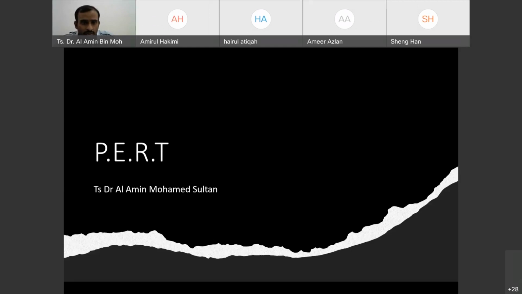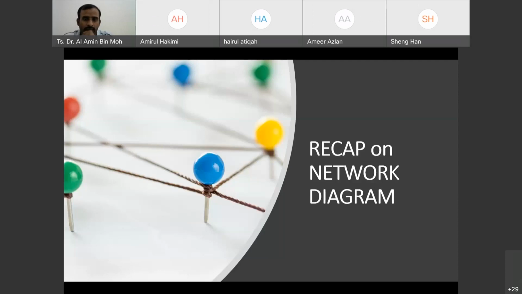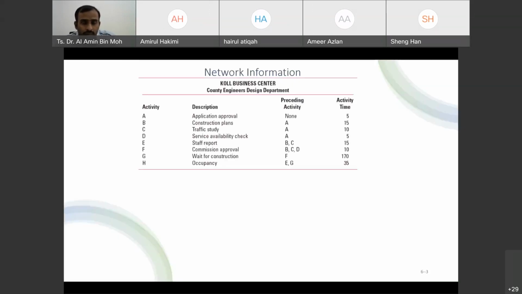So today is the continuation of the previous lecture on developing the network diagram. Before we continue, I need to recap on the network diagram. Hopefully, if you have any doubt, you can ask here so we can discuss together. So I'm going to quickly recap on developing the network diagram. I believe you remember this network information given. So what can we do by having this information?